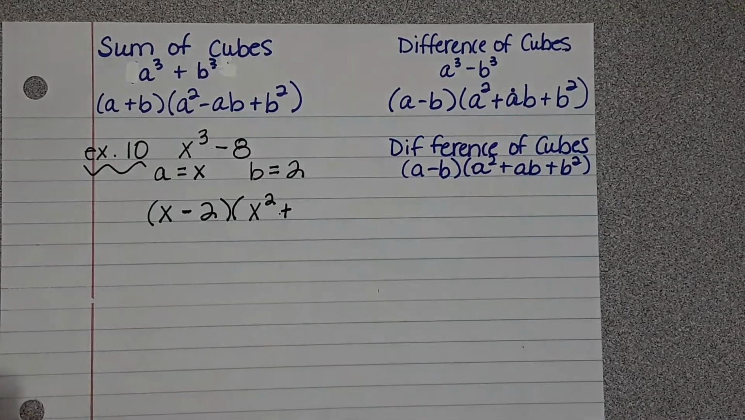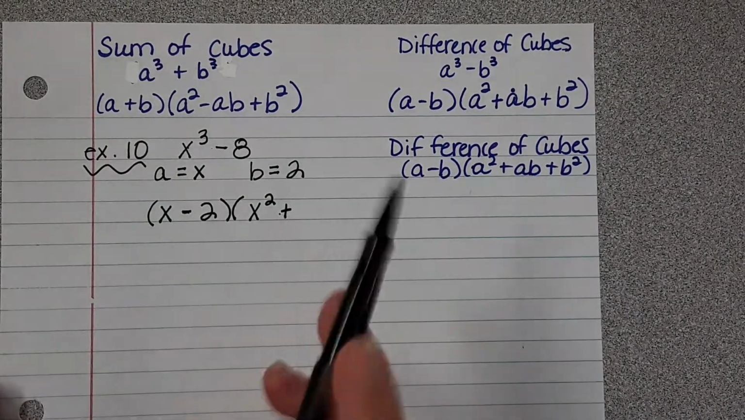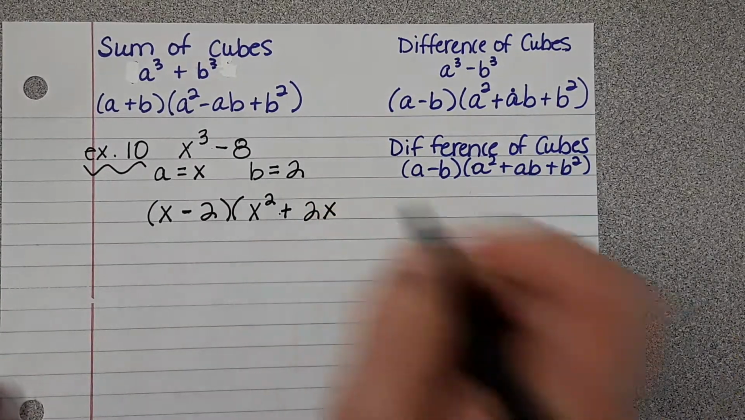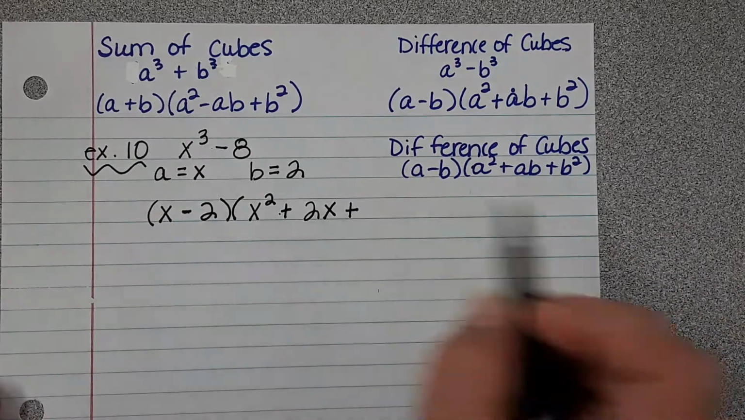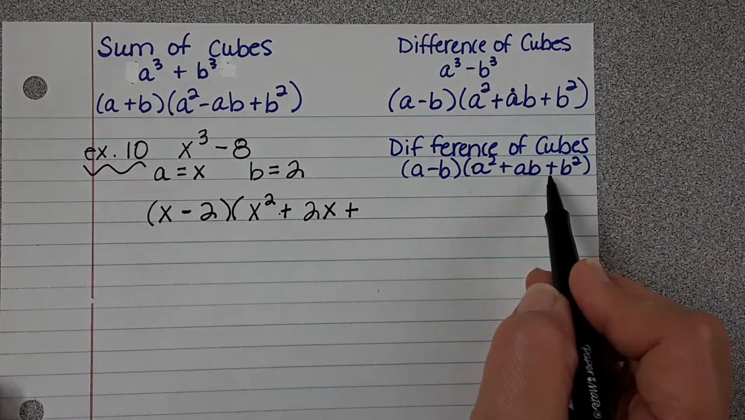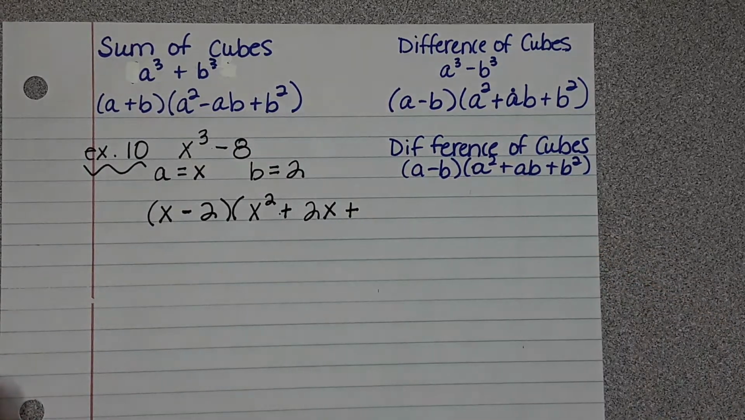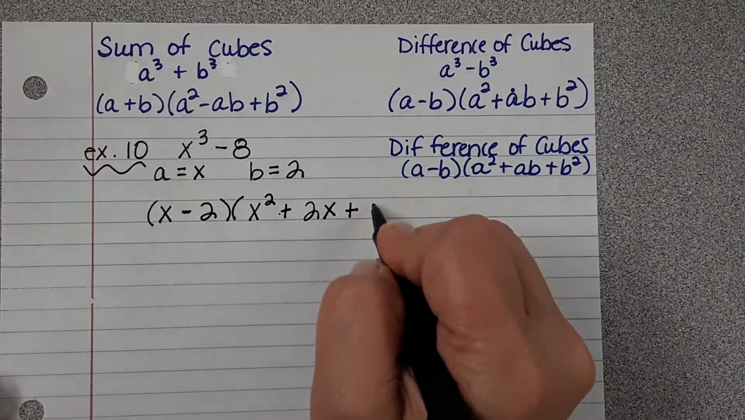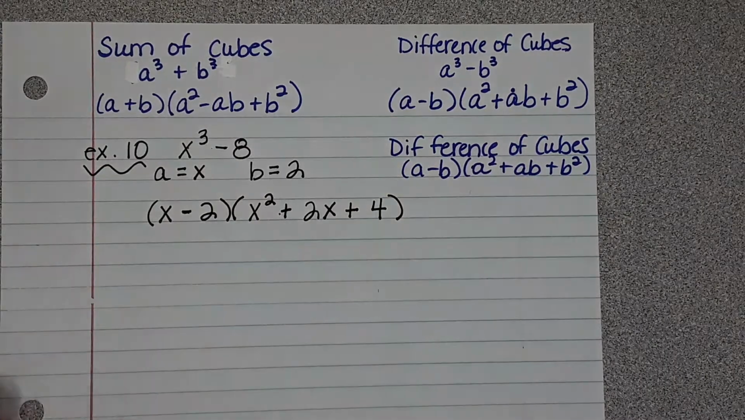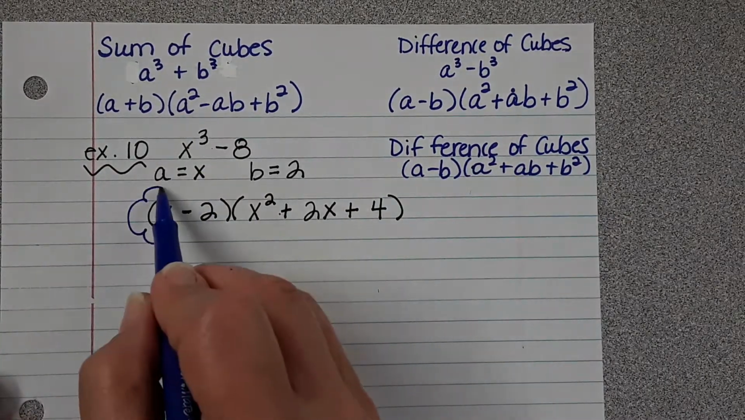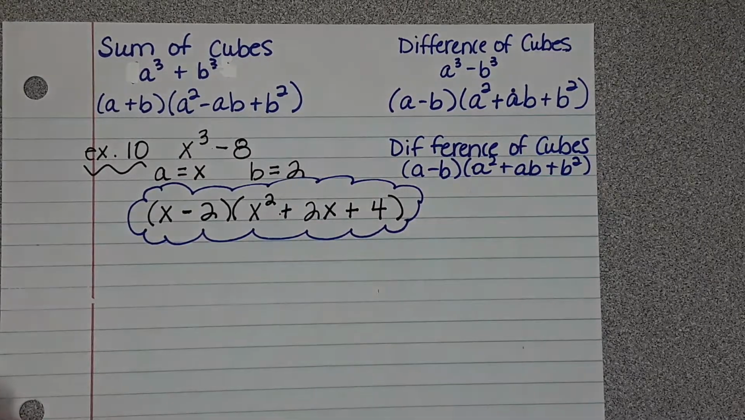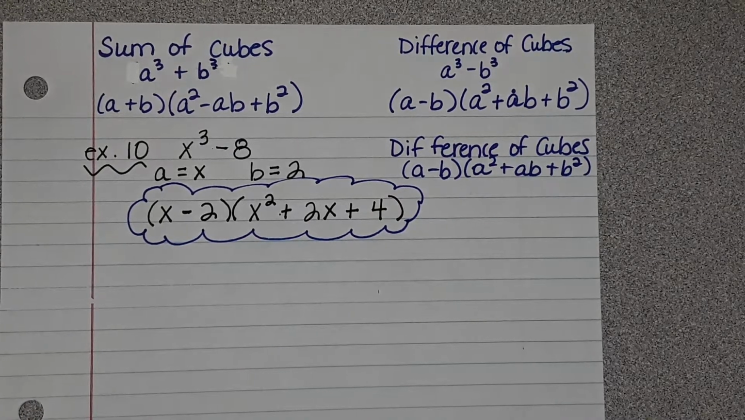And now we're going to do a times b. Well, what is x times 2? And we're going to write 2x. And now we're going to do b squared. You guys, this will always be positive, always. And then what is 2 times 2? And that is my answer. What questions do you have?